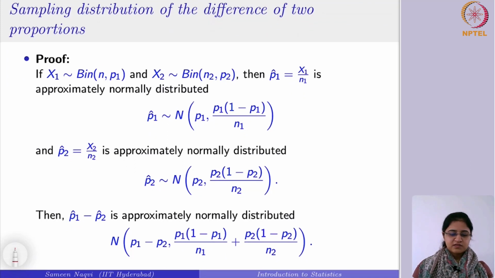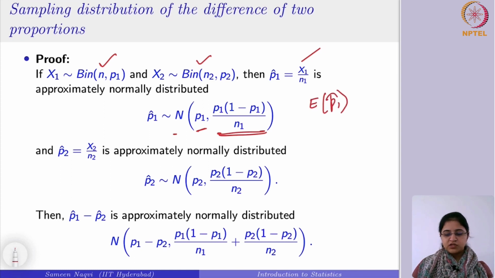So we are just going to use that same thing over here. Since x1 and x2 both are binomial, P1 hat is approximately normally distributed, so the mean is P1, and this is basically the variance, right? Because the expectation of P1 hat, if you find out, would be the expectation of x1 by n1, and since x1 is binomial, this would be n1 P1 by n1, which is P1.